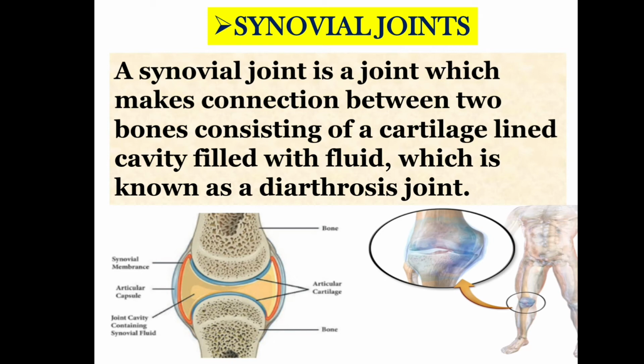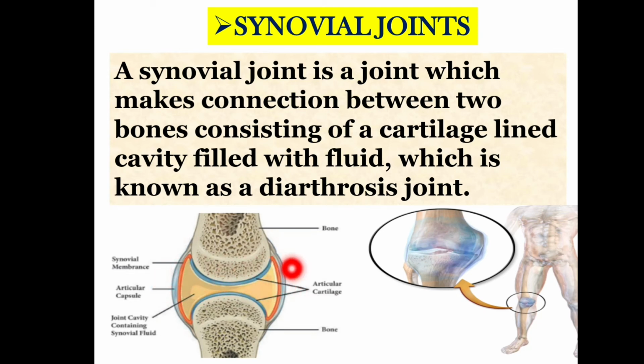So it is a freely movable joint. Synovial joint is also called diarthrosis. It is also called a freely movable joint. A synovial joint makes connections between two bones, where it has a cartilage-lined cavity filled with fluid. So you can see here in this part, this is the cavity.